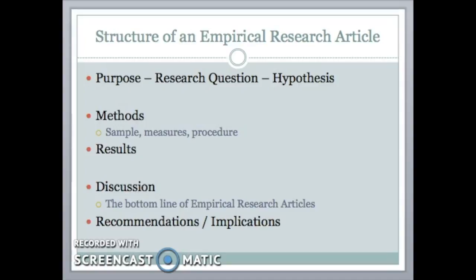The next section is the method section, and under it I've written sample, measures, and procedure. The method section tells us all three parts. It tells us the sample, and the sample is the group of participants. So when I talk about sample size, we may study 50 people. 50 people are our sample. Inside that sample, we have 50 participants. And they could be participants, they could be subjects, or they could be respondents.